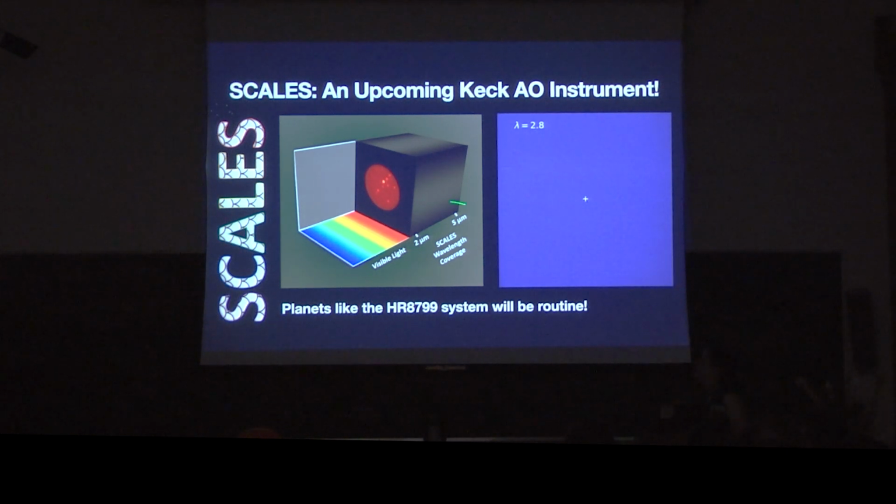SCALES is going to operate in what's called the thermal infrared. So this is longer wavelength light than what our eyes can see. It's kind of like night vision goggles. So that is part of what makes it sensitive to cold planets.